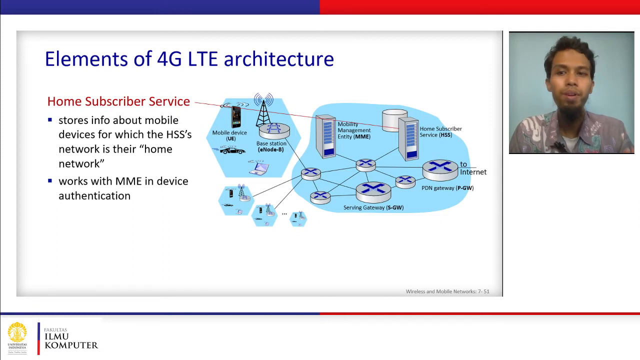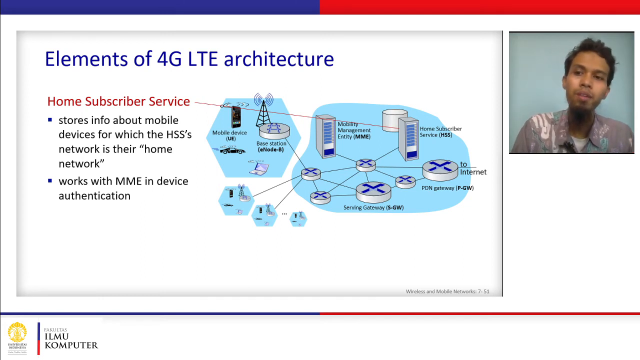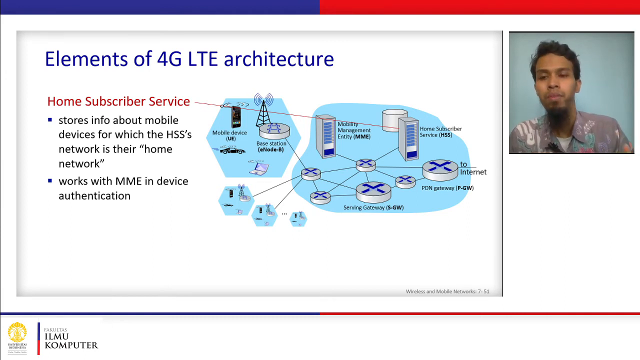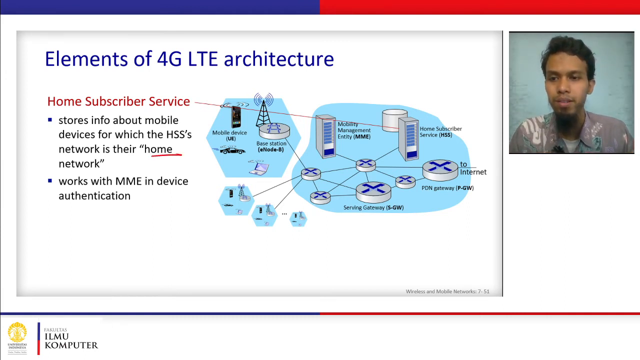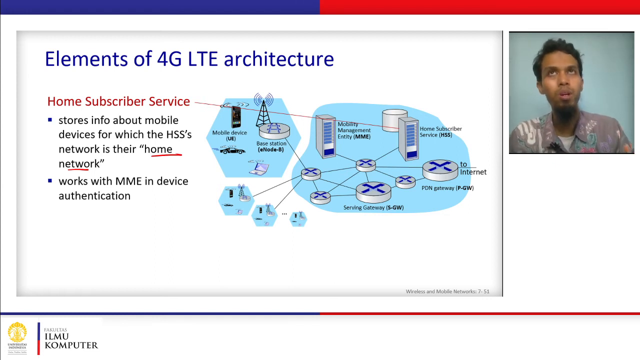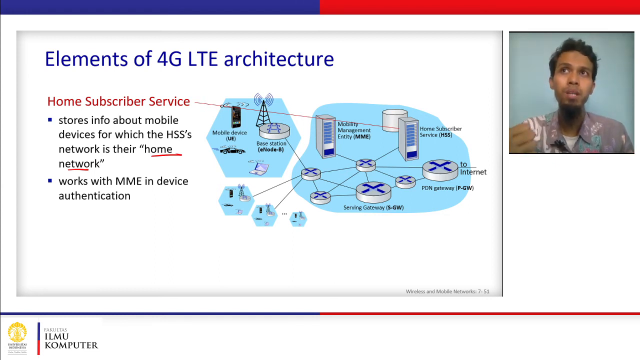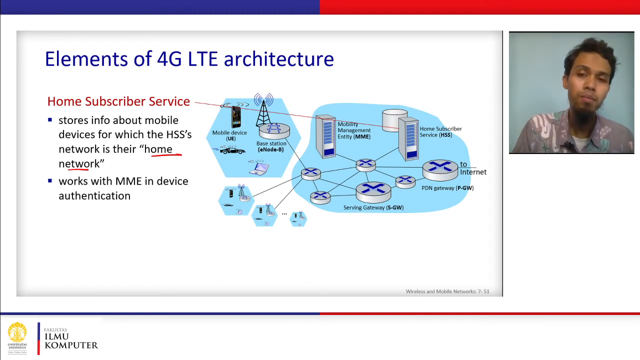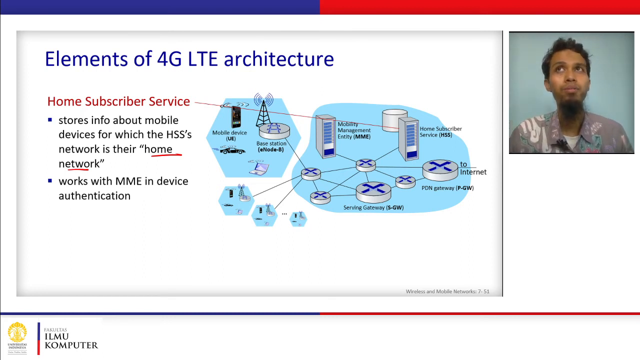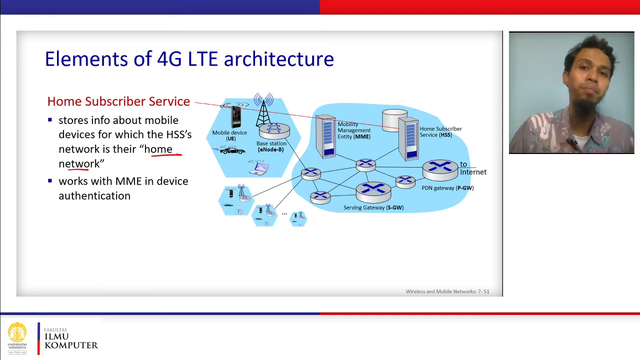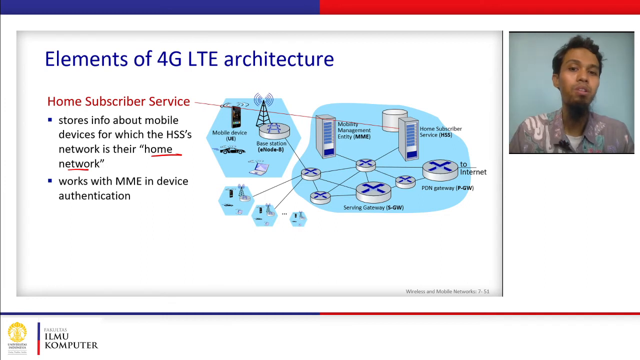All right, so now we have the home subscriber service, or HSS, which stores info about the mobile devices for which the HSS network is their home network. So basically, the home network means that the user belongs to one telco operator. When we subscribe to one telco operator, or when we buy a SIM card from one telco operator, then this is our home network. So let's say when the user travels around, roaming to other networks, then this HSS will be contacted. Okay, and this has to know the latest location of that user.